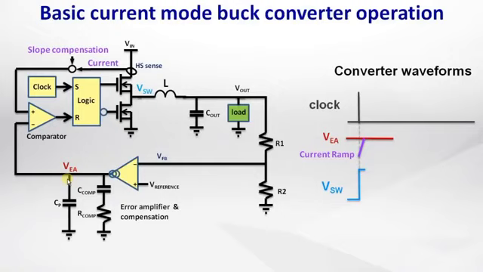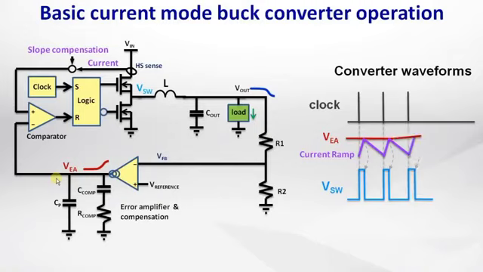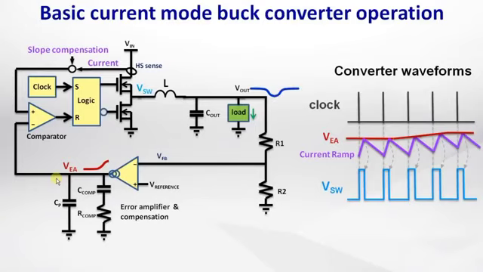The output of the error amplifier is compared with a current sense ramp, and the high-side MOSFET is switched off when the current ramp exceeds the error amplifier voltage. When the output voltage drops due to a load increase, the error amplifier output will increase. This means that the current needs to ramp higher, so the duty cycle will temporarily increase, thereby increasing the output voltage to regulate the output back to its target value.